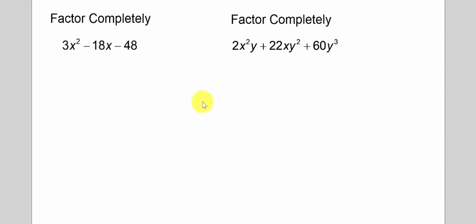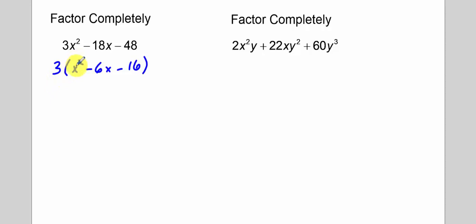So if you take a look at this first problem, you'll notice there's an ax squared term where the a is not a 1. However, there's a greatest common factor. 3 goes into each one of these. So I'll factor out a 3 and be left with x squared minus 6x minus 16.